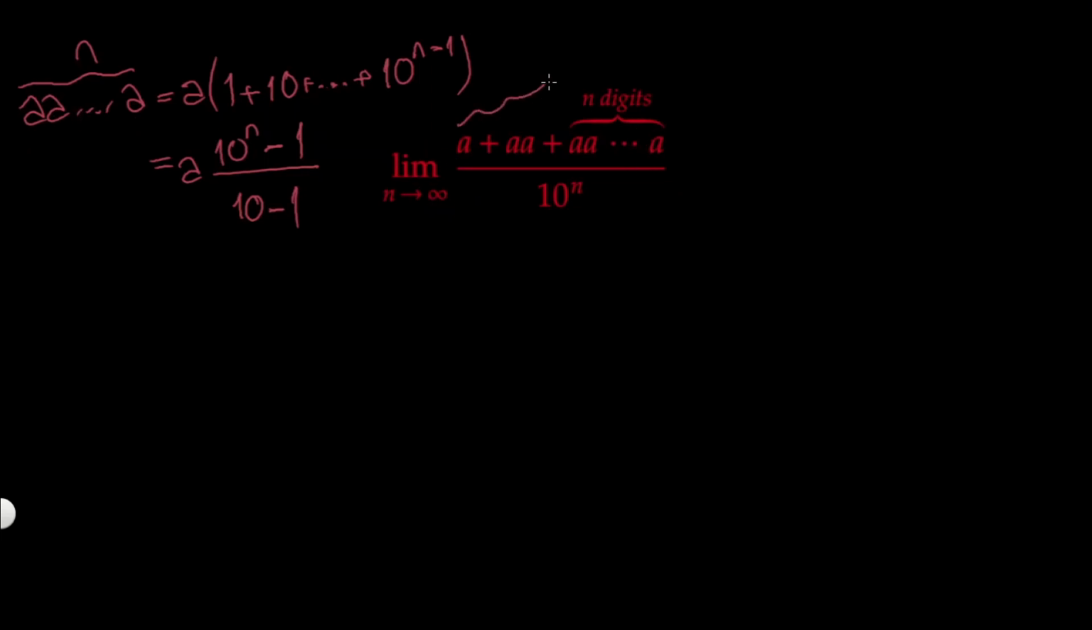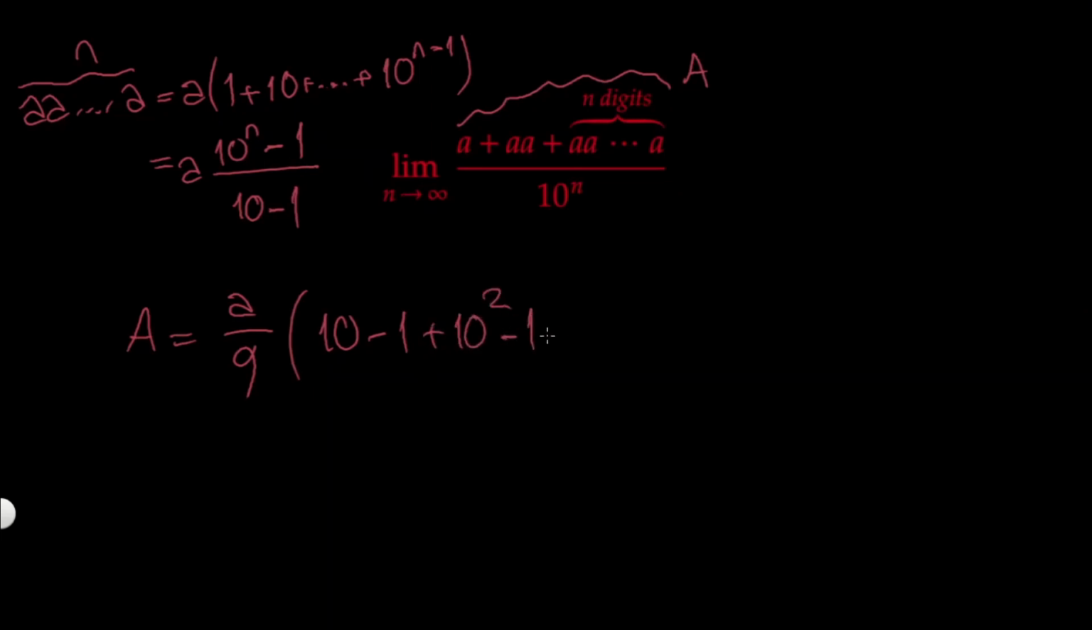And so let's call this top thing capital A, since surely there are not enough a's. Well, if I just rewrite this A, the common factor for all of these terms is a over 10 minus 1, which is just a over 9. Then only the 10 to the n minus 1 terms change. If I put n equal to 1, which is the first number, it's gonna give me 10 minus 1. If I put n equal to 2, it's gonna be 10 squared minus 1. So it's just going up like this. And for the last term, I'm just putting n equal to n, so it's 10 to the n minus 1.